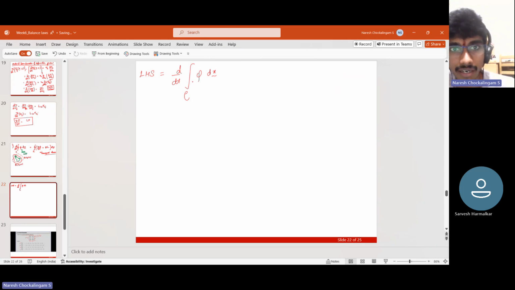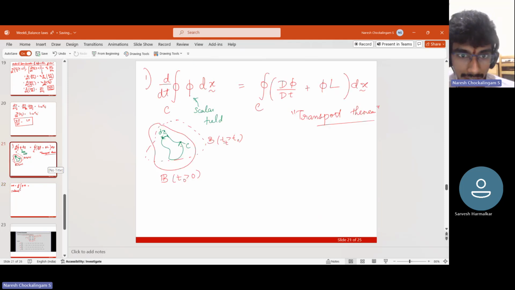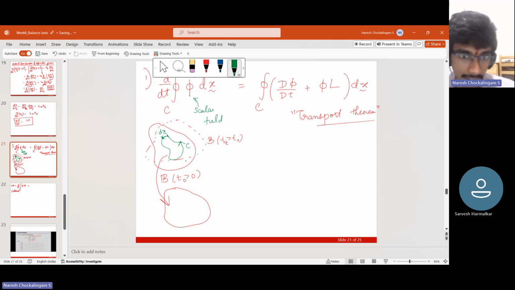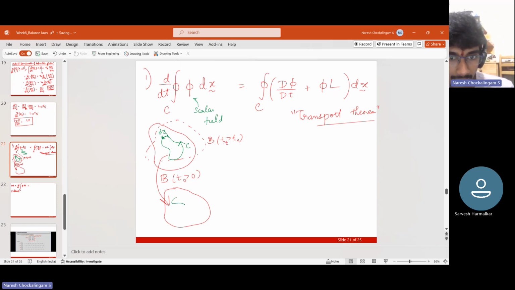So what do we do? We have to transform everything inside the integral to the material coordinates. This is an Eulerian description. Let us get back to the Lagrangian description. What I'm doing is looking at this curve and at the pre-image of this curve in the Lagrangian description. This curve at time t greater than 0 would have come from some other curve, say c naught, at time t equal to 0.